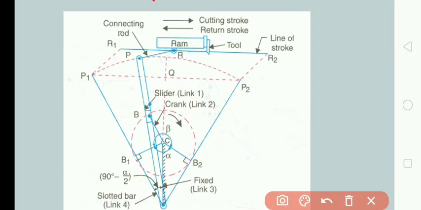Now let us see the working. Here you can see the path of motion of the crank CB is along this circular path. Along this circular path, link CB will rotate. That is why it is called a crank. Then when the crank rotates along the circular path, the extreme positions of point B or slider B are indicated by the locations B1 and B2, so the slider B will move between the points B1 and B2.